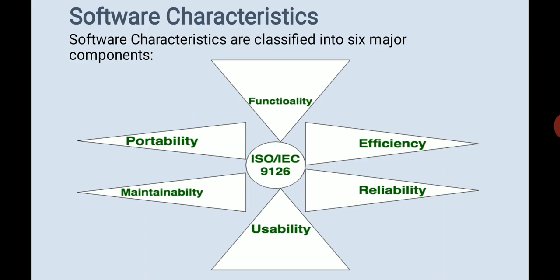These are six major components that are defined by ISO. The first one is functionality, second is efficiency, third is reliability, fourth is usability, fifth is maintainability, sixth is portability. You may say, ma'am, there are acceptability and time adherence, but all of these can actually be subsumed into some form or the other. We study them now in detail, one by one.